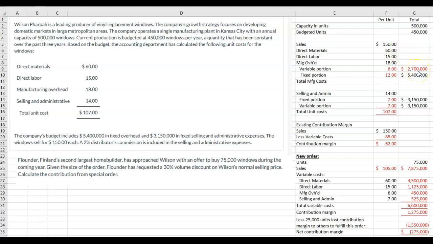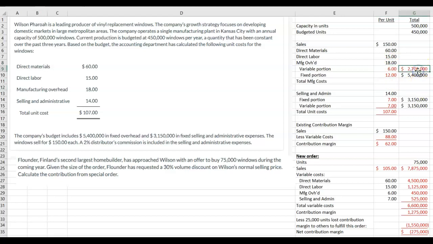Now, they told us that the fixed portion of the overhead was 5,400 and 3,150 was fixed. So you then have to back into what the variable portion is, right? So you can sort of work backwards here. Here, I'll show you how we do that. First, we just take the total fixed portion, given in G10, and then we divide it by G3, which is the budgeted units, okay? So once we do that, and they gave us $18 as the total manufacturing overhead, we know that 18 minus 12 forces the variable portion, and then we can just multiply it out, okay?